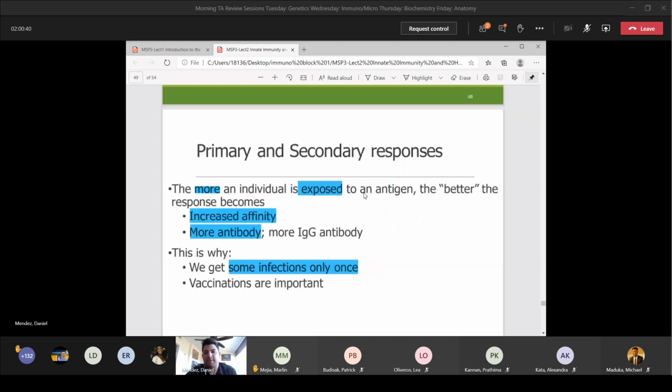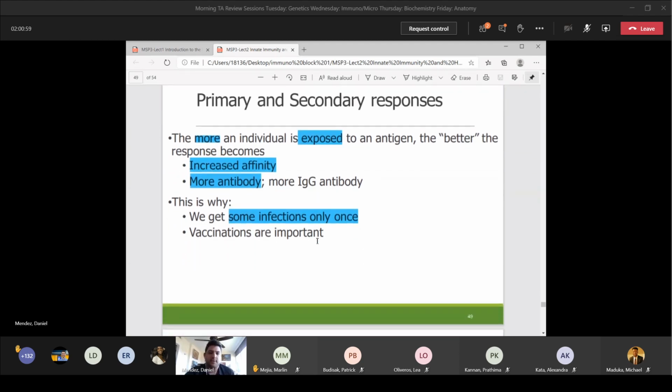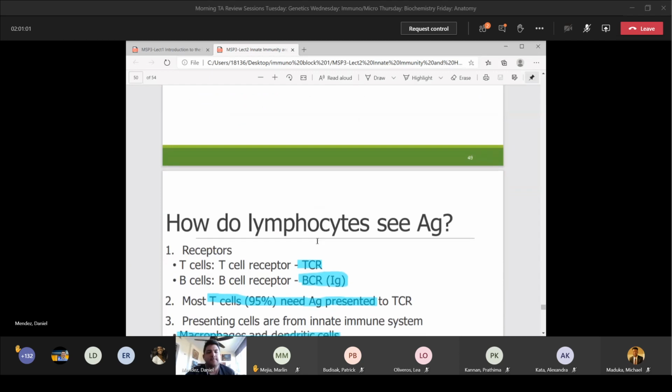So our primary and secondary responses, we kind of already went over this. The secondary response is stronger because there's more antibodies that we've made, because we've already gone through clonal expansion, gone through the affinity, and figured out which antibody we need for this process. So we've made more of them. So then that secondary response can be a lot stronger and a lot faster. Once again, the whole idea of vaccines.